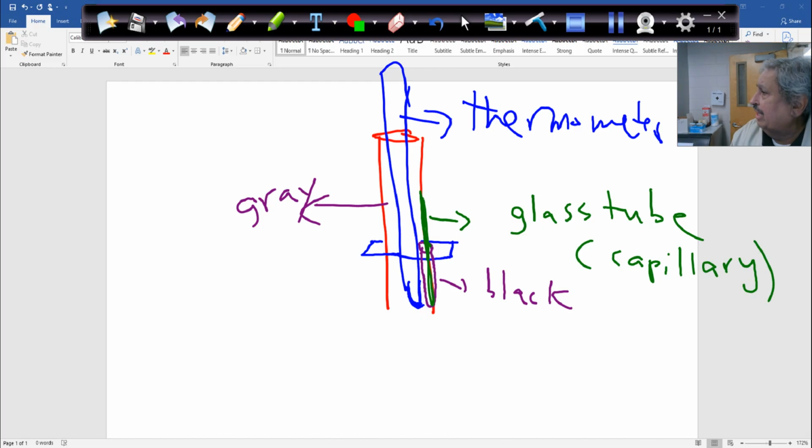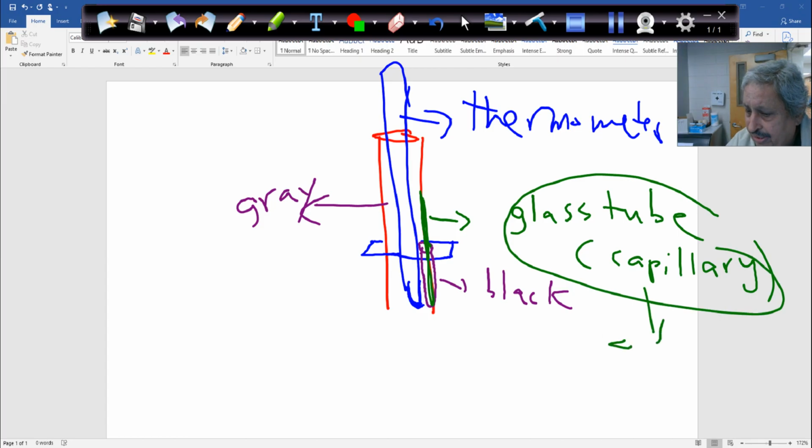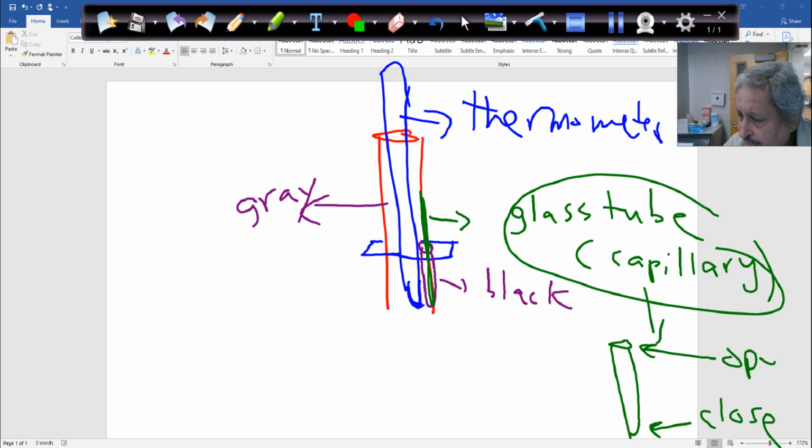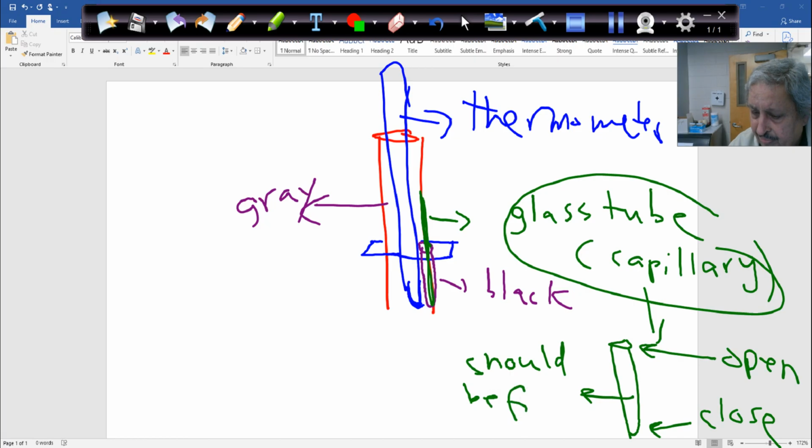Capillary means a small, tiny diameter of glass tubing, correct? This glass tube here, the capillary, is open at the bottom and closed here, and here is what? Open. So now we have to fill this one here with aspirin. This is open and closed, so it should be filled with aspirin.